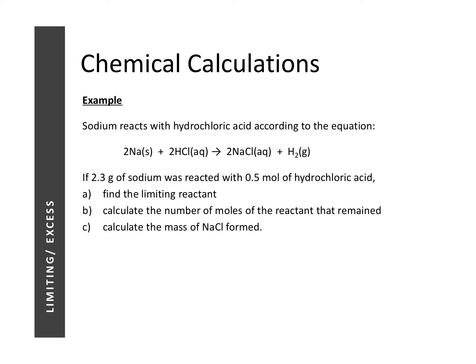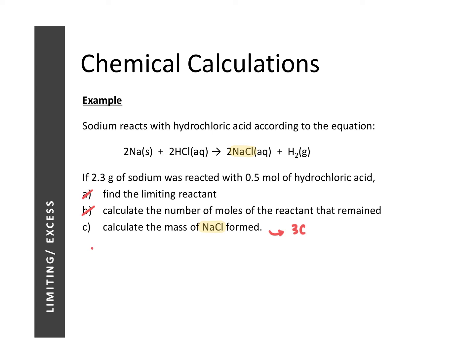So we're going to apply that to the same question that we saw earlier. We have done part A and B already. Now let's look at part C. They want you to calculate the mass of sodium chloride formed. Sodium chloride is the product in this reaction. So how do we find the mass of sodium chloride formed? Again, we go back to the 3C approach.